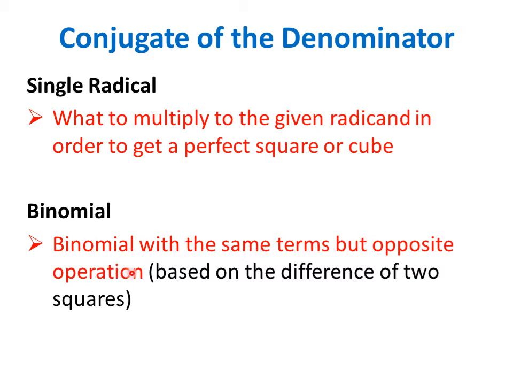Now, this way of finding the conjugate of a binomial with a radical is based on the difference of two squares. Recall from the difference of two squares that if we are given a binomial a minus b, and we multiply it by a binomial a plus b, so we have the same terms but opposite operation, we get the squares of the two terms and the operation is minus.